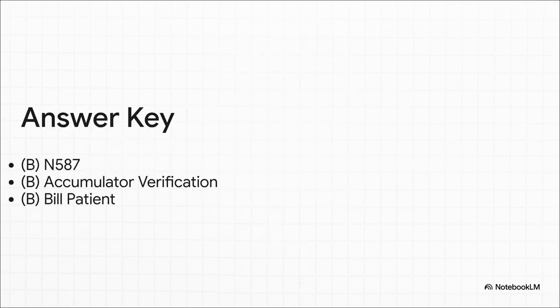Let's see how you did. The answer to question 1 is B. N587 translates directly to policy benefits have been exhausted. The answer to question 2 is also B. Your very first step is always accumulator verification. You've got to find out exactly what the limit is and if it was truly met. And finally, the answer to question 3 is B. If there is no alternate payer available for that date of service, you have to transfer the balance and bill the patient. If you got all 3 right, fantastic job.